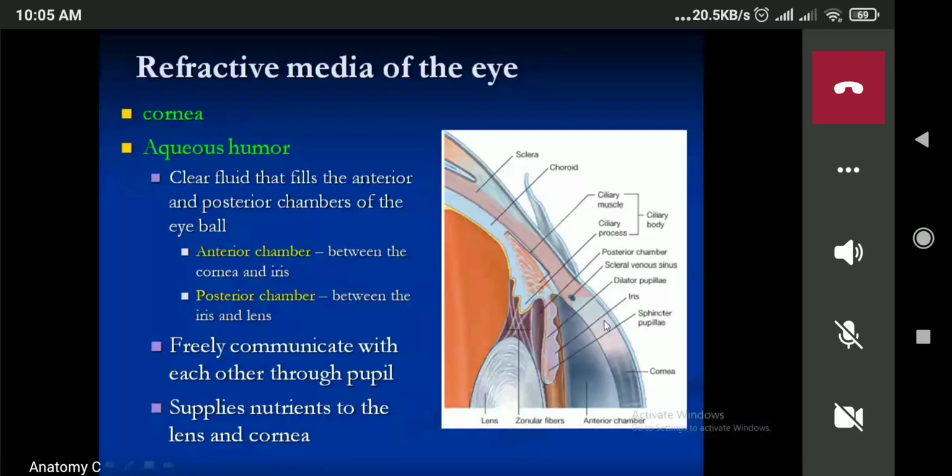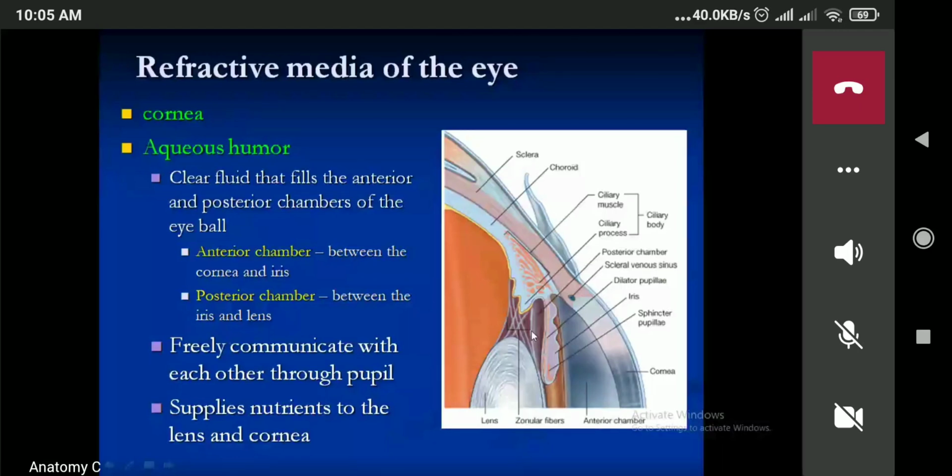So the aqueous humor is present in the anterior part. Over here, this is the lens. This one is the iris, and this one is the cornea. In between the cornea and the iris, this chamber is known as the anterior chamber. And in between the iris and the lens, can you see the small part of the chamber? This one is known as the posterior chamber. So the aqueous humor is the clear fluid which is present in the anterior chamber and the posterior chamber of the eyeball.